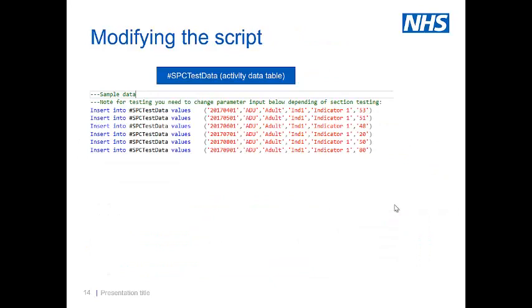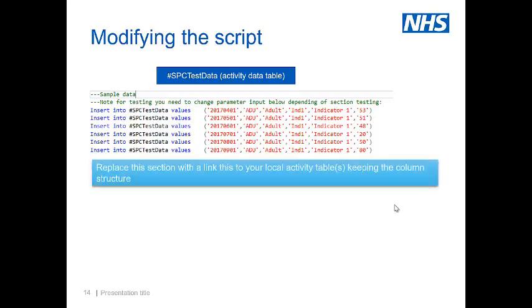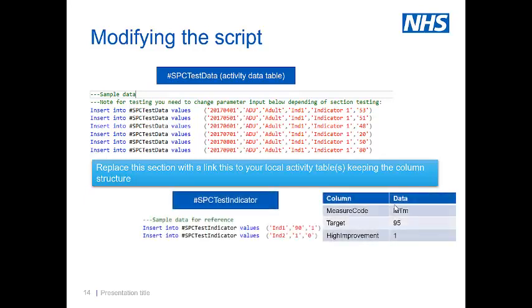So to modify your script, you need to identify those insert values which we've provided and replace them with a link to your local activity table or tables, but very importantly, keeping the column structure, because it's that column structure that will be used in the script to create your output table. And also remember to create your own version of that metadata table, which for each indicator gives you the target and which direction improvement should be.